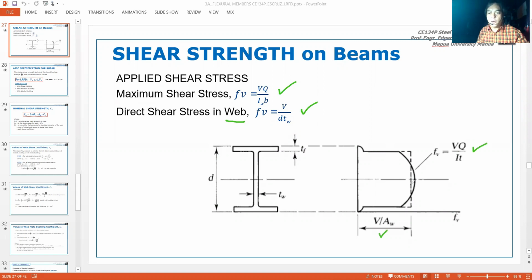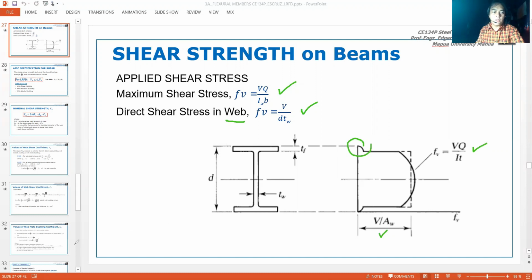As you can see, the shear stress on the web is a lot greater than that of the flanges. So that's the reason why whenever we check the shear strength on beams, we're focused on the shear strength of the web.